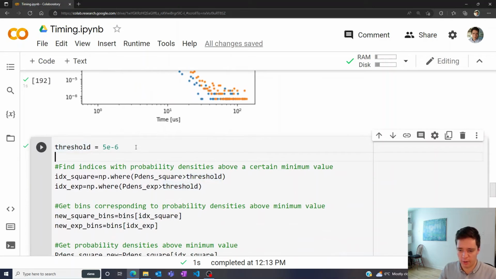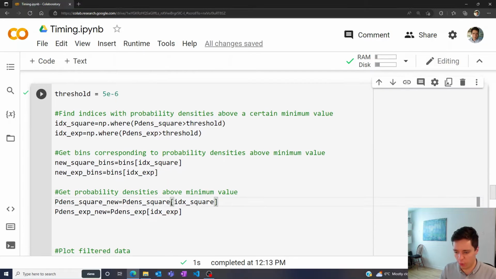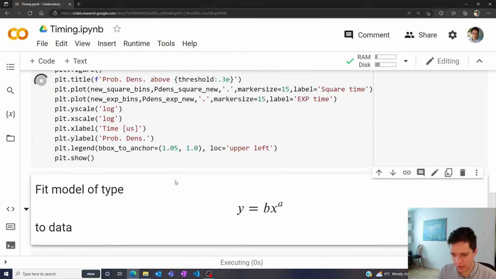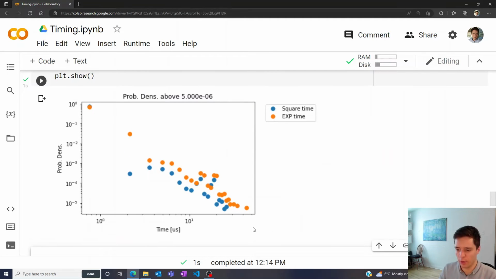To do that, I've specified a threshold with a certain cutoff value here. Then we use the np.where function with the probability densities to determine which entries are above this threshold, so we get the list of indices in this array. Then we can use those indices to extract the bins corresponding to values above that threshold, as well as the actual values above that threshold. Using that, we can plot the filtered data, and we get something a bit more clean.